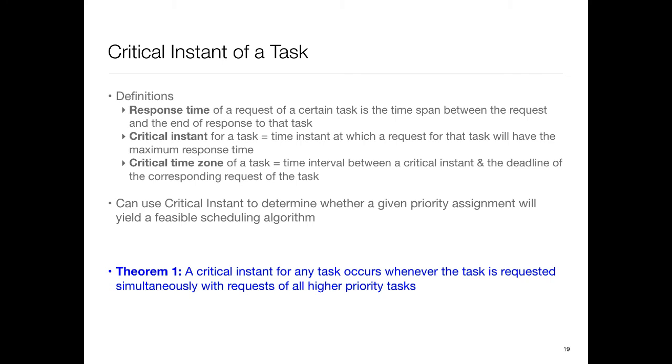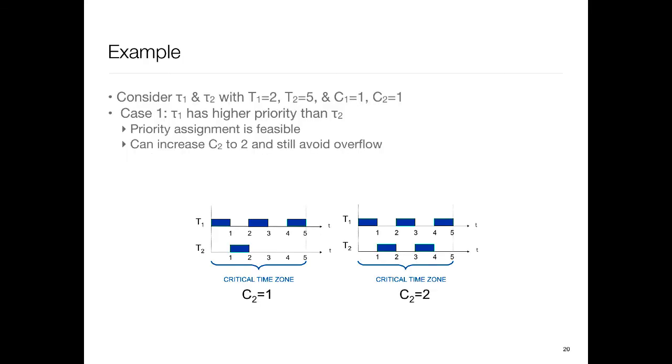Okay, so that leads to this theorem of sorts, which basically says a critical instant for a task occurs whenever the task is requested simultaneously with a request of each one of the higher priority tasks. And that's the worst case situation that one would face. So you could see that in another similar example as before. I have two tasks with periods 2 and 5 and computation time of 1 each. So processor utilization of the first task is 50%, processor utilization of the second task is 20%, 1 over 5 and 1 over 2.